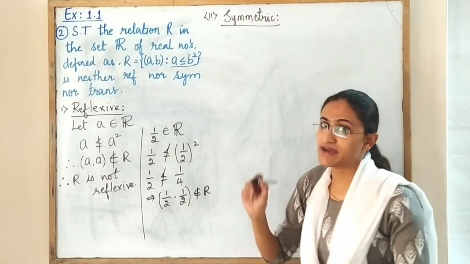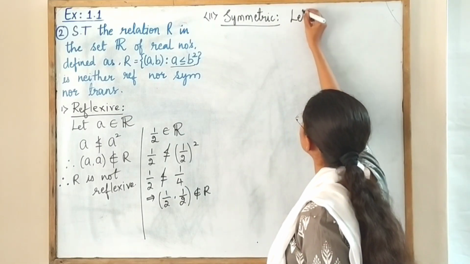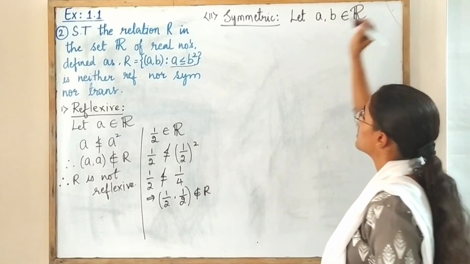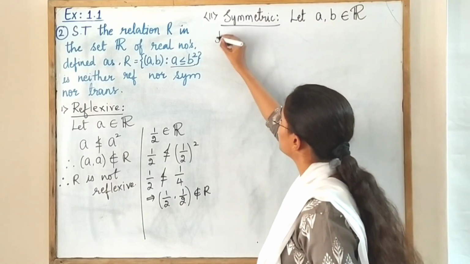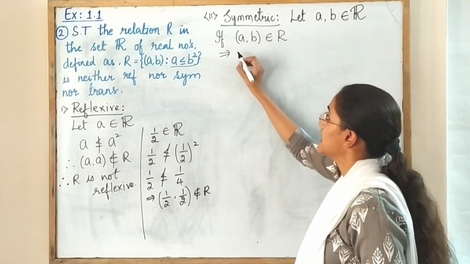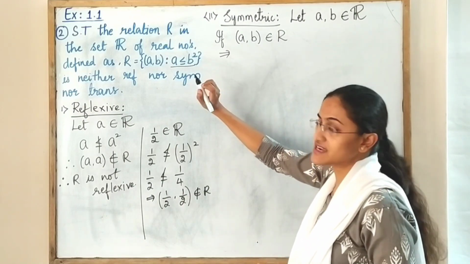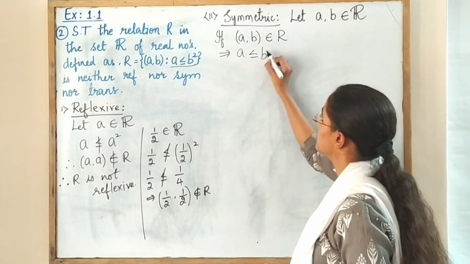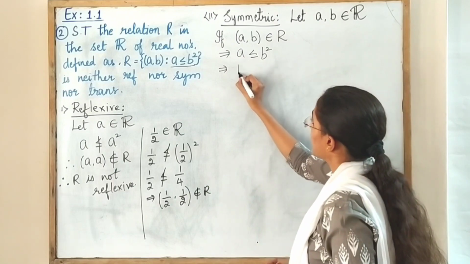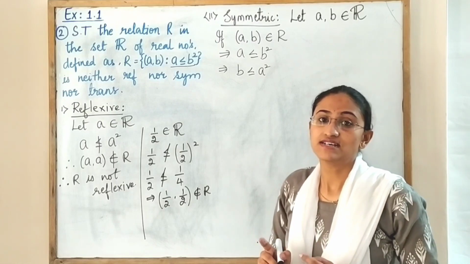Recall again, for the symmetric relation, you need to select 2 elements at a time, and hence I am choosing 2 elements A comma B which belong to the set of all real numbers R. Now, if an element A comma B belongs to the relation R, then it should satisfy the given condition, that is, A should be less than or equal to B square. According to the symmetric condition, the reverse way, that is, B less than or equal to A square. Is this true for any element in the set of real numbers?